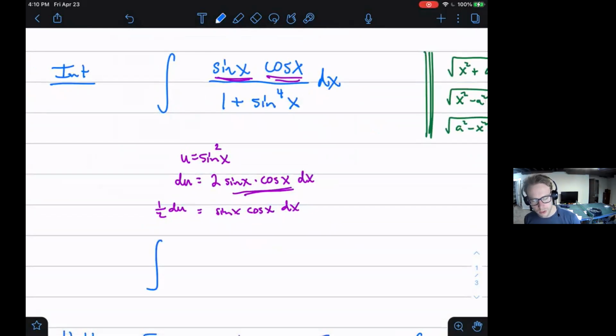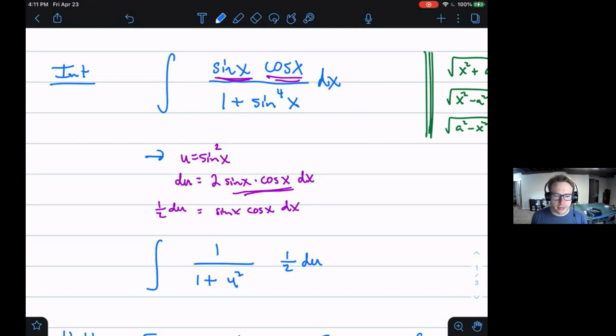So I'm going to go ahead and swap all of that stuff in the numerator here for half of a du, right? Sine x, cosine x, and my dx. And then in the denominator here, well, remember sine squared is my u. And so there's 4 sines in total. So that's going to be u squared, right, in order to get to sine to the fourth.